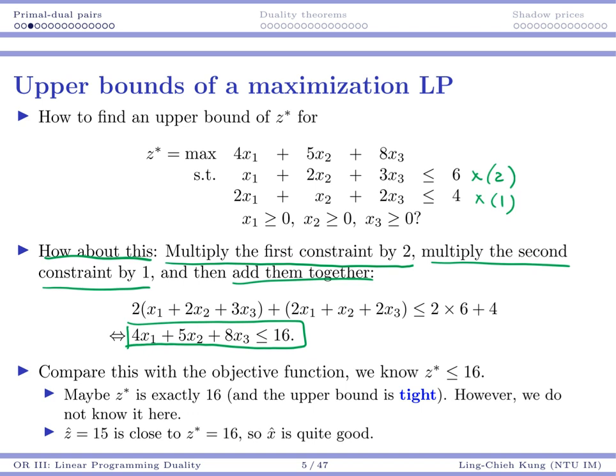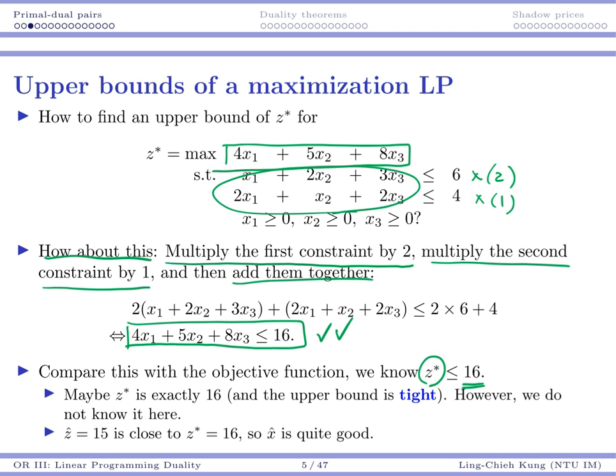I certainly do this with some purpose. Let's take a look at the objective function, right? I want to maximize 4x1 plus 5x2 plus 8x3, and at the same time, I know 4x1 plus 5x2 plus 8x3 cannot be greater than 16. As long as I have a feasible solution, I need to satisfy this constraint, so I know z star would be no greater than 16.